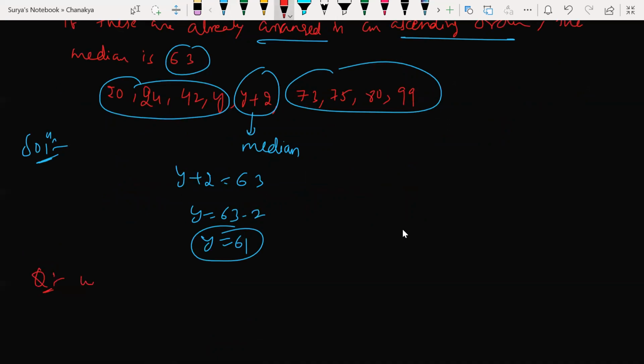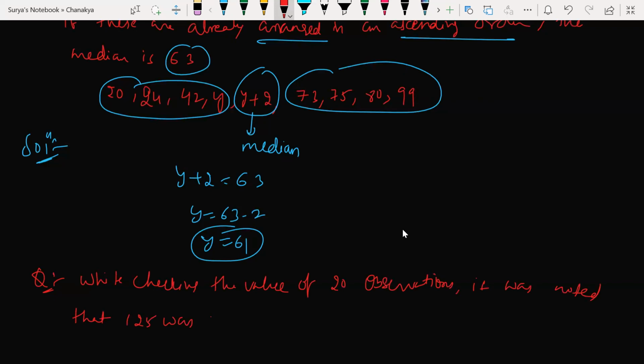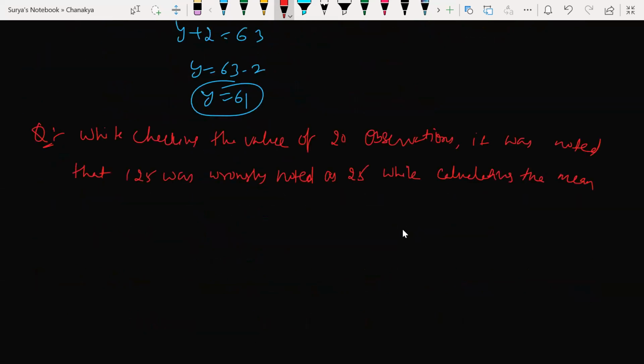Next question. While checking the value of 20 observations, it was noted that 125 was wrongly noted as 25 while calculating the mean, and then the mean was 60. Then find the correct mean. Guys, please do follow my handwriting. Actually, I'm writing somewhat fast.